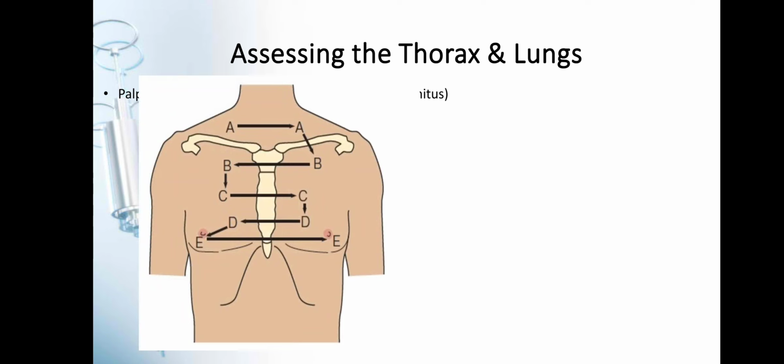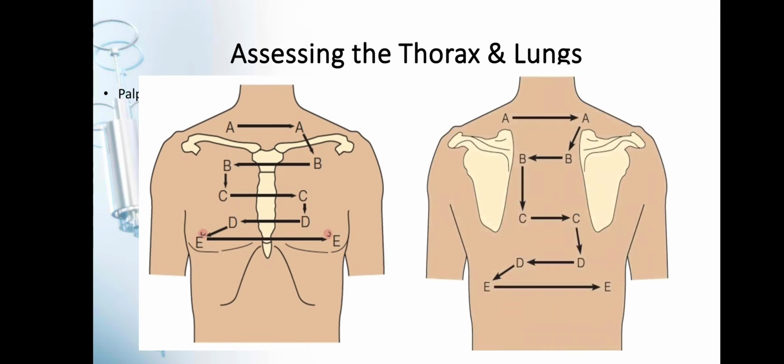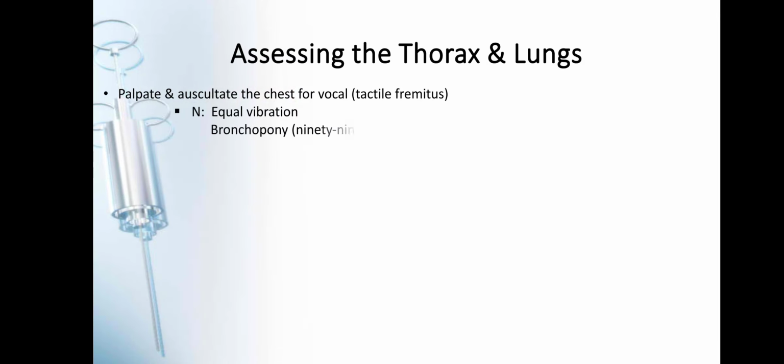So, we will start here. This is the sequence: A, B, C, D, and then E. The areas for auscultation are the same. This is the front, and this is the back. And the normal finding is equal vibration, both the left and the right have equal vibration.